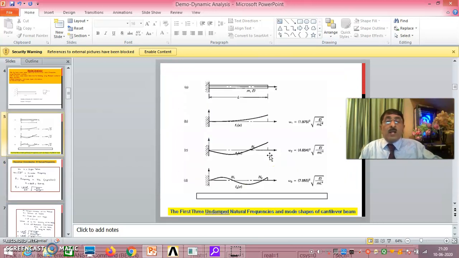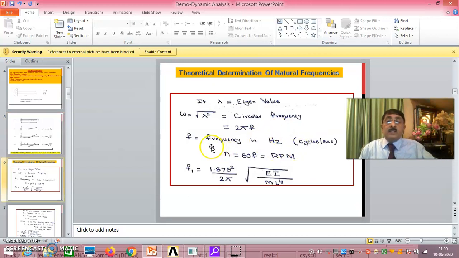That means wherever you have omega, I will substitute 1 by 2 pi. F is the frequency in hertz, cycles per second. N is 60 F, if you convert into RPM. Now F1 is 1.875 squared divided by 2 pi. Dividing by 2 pi gives the frequency f in hertz, and I want frequency in hertz. So the first one is 1.875 squared divided by 2 pi times root of EI by M L to the power of 4.